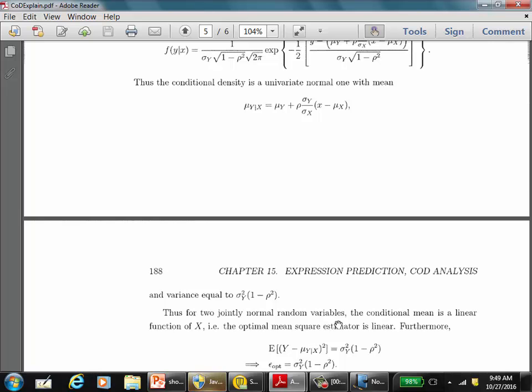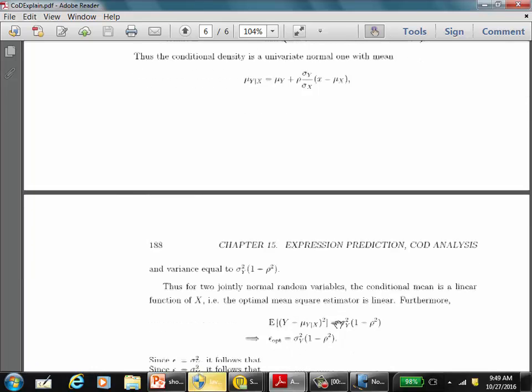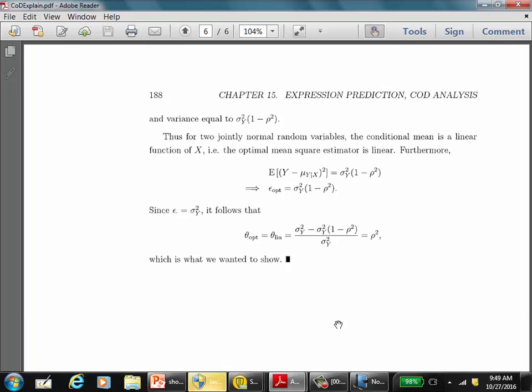Yeah, so it's the mean, right? Which means the error of that best estimate is the variance, right? So you have that expression here. Epsilon dot, which is the error in the absence of any observation, is sigma square y, and then you do the calculation, epsilon dot minus epsilon opt over epsilon dot, and you get rho square, right?